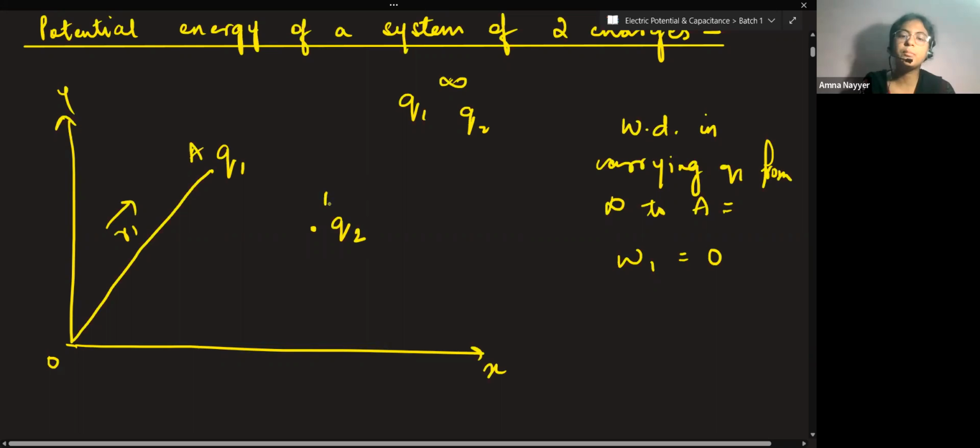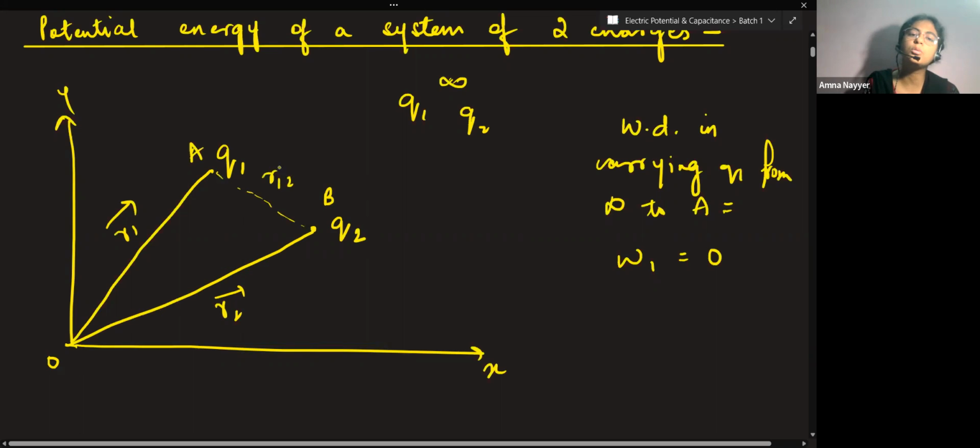Now Q2 has been brought. Let's say this point is B point, and the separation from the origin, I'm writing it in the coordinate system, is R2. So the relative separation between Q1 and Q2 will be R12, the relative separation between both of them.